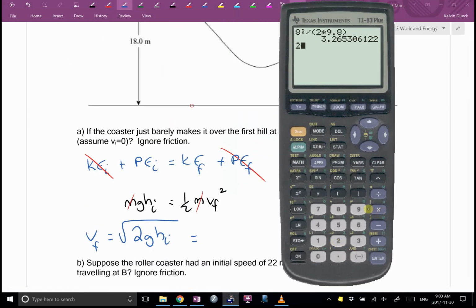2 times 9.8 times 18, square root, 18.8.